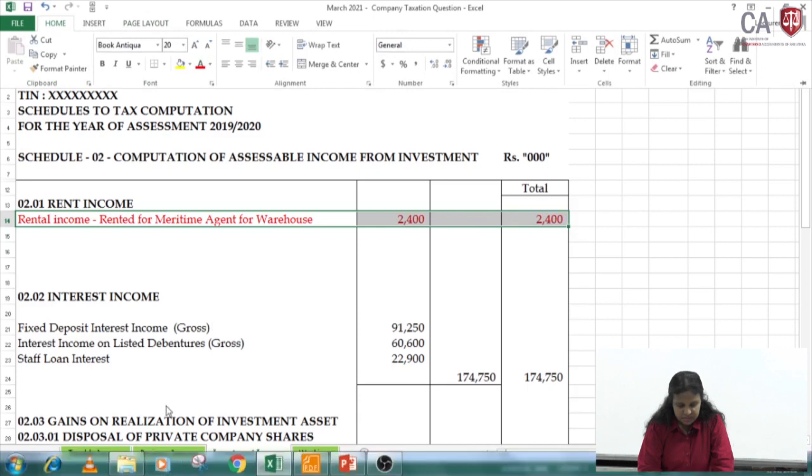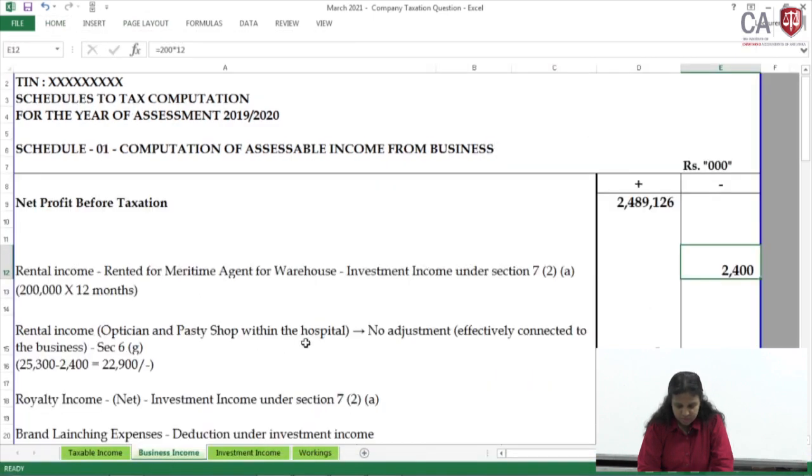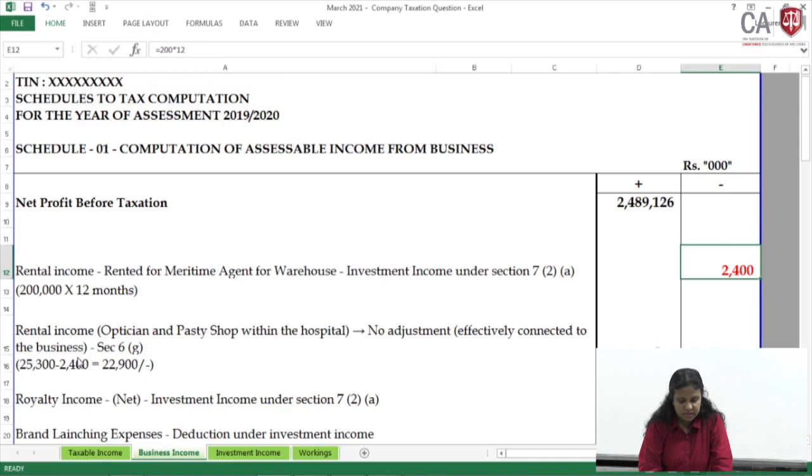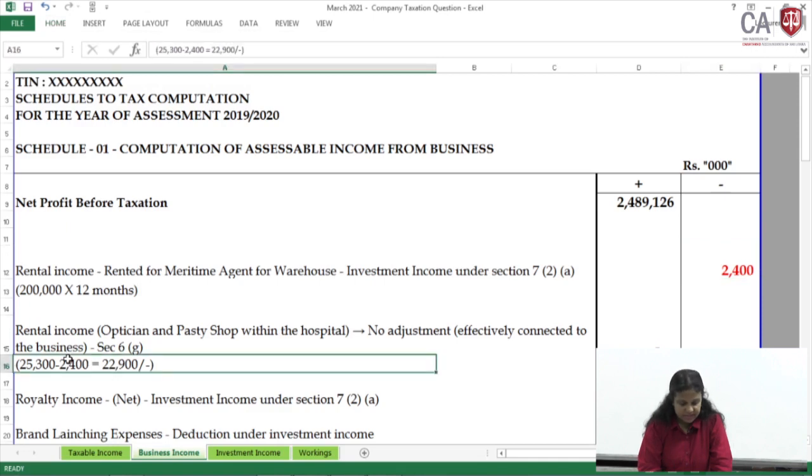Then again in the business income, we will come to the next one, which is the rental income from the optician and the pastry shop within the hospital. No adjustment required. Why? It is effectively connected to the business under section 6 subsection G. But you have to show the amount, Lamai. The total rent income as per the given is 25,300. In that, 2,400 goes to investment income. Then the balance rent income effectively connected to the business is 22,900. Show that, and no adjustment required because it is effectively connected to the business.